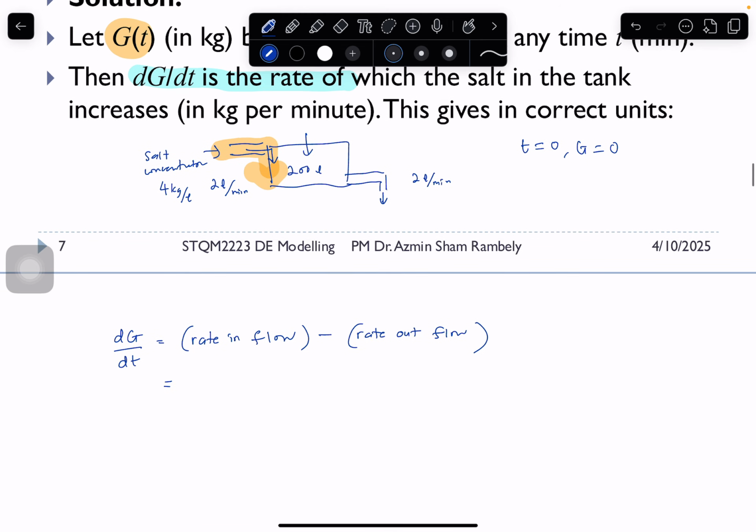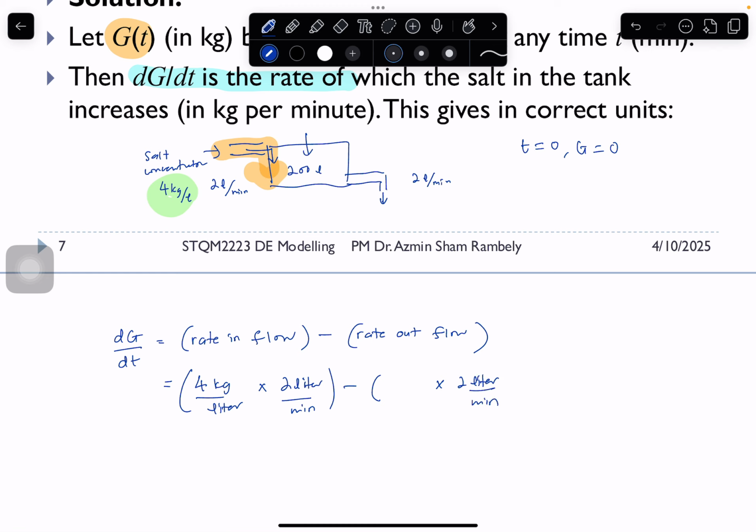Okay, so what is the rate in? We have 4 kilogram per liter. Let me use green color. 4 kilogram per liter of rate flow. And the rate in is 2 liter per minute. That is the rate in of water, minus what is the rate out? We have 2 liter per minute, right? 2 liter per minute. That is the rate out.